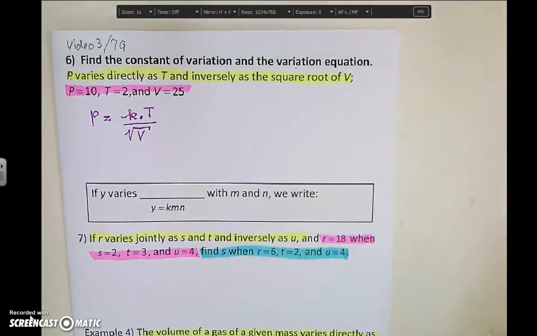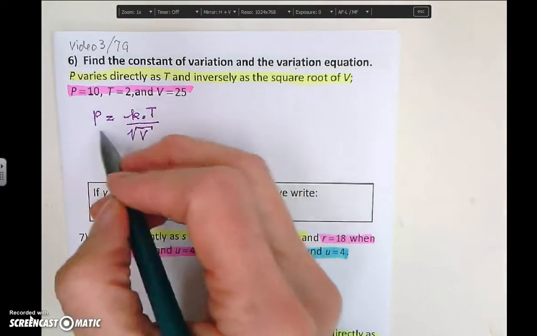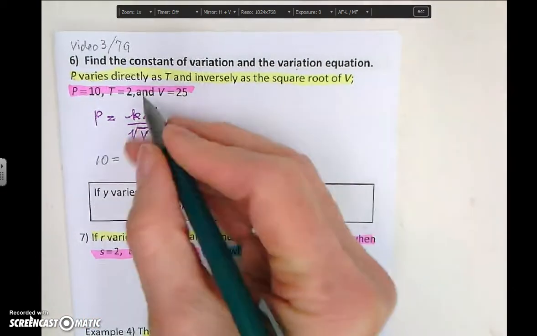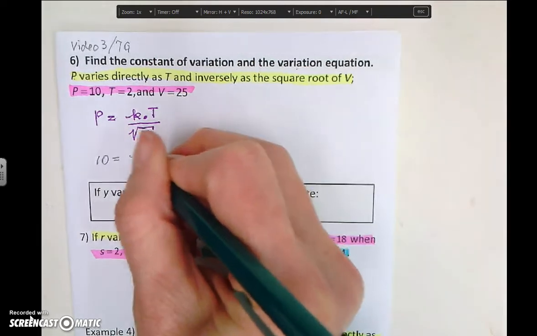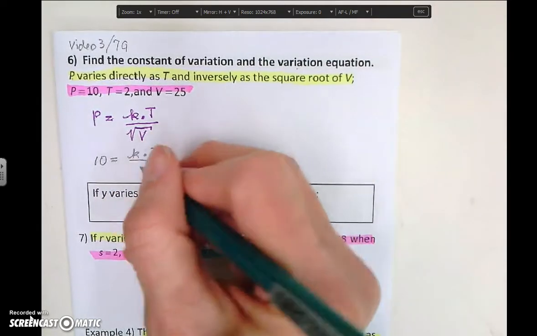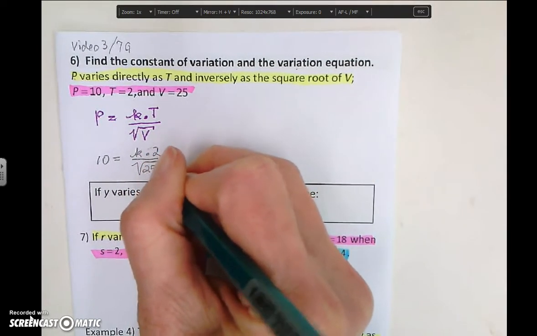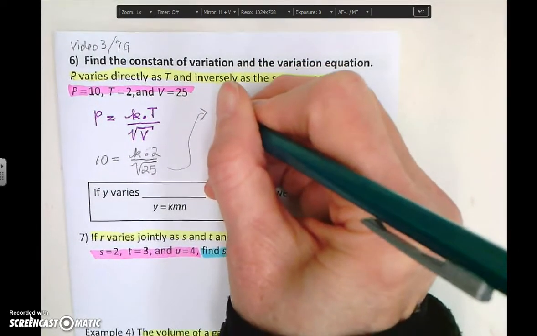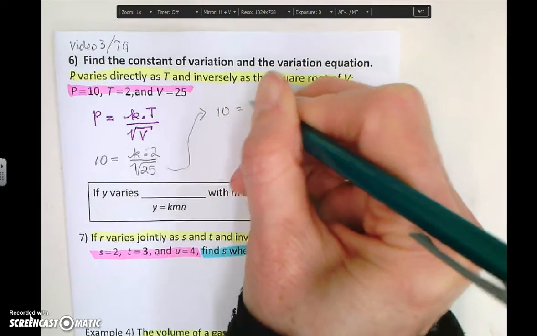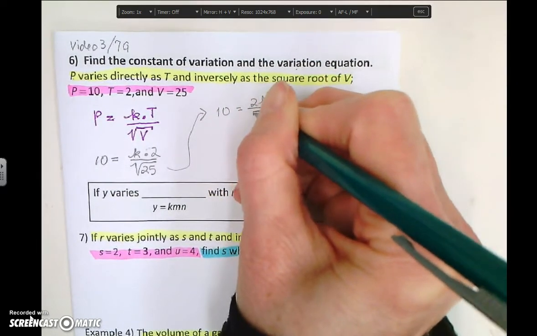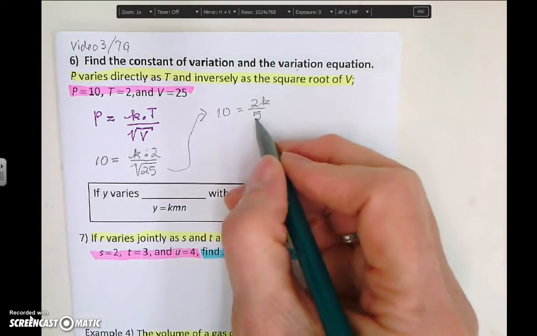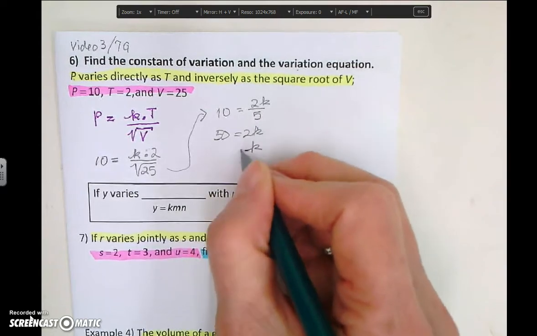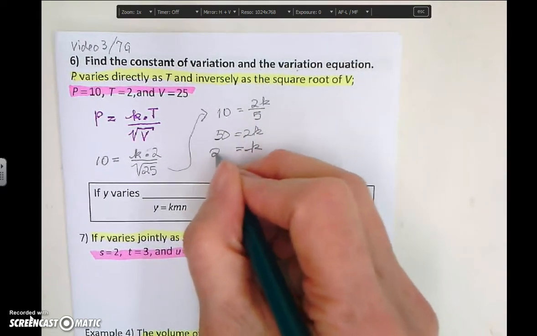Then in order to find it, we're going to need to do some substituting. So we know that P is 10, so I'm going to put a 10. And then K times T is 2, so times 2, over V is 25, so I have the square root of 25. I ran out of room, so I'm going to come over here and say that 10 is equal to 2K over square root of 25, which is 5. So to solve it for K, I need to multiply, so I get 50 is equal to 2K, and then divide by 2, and I get that 50 divided by 2 is 25.